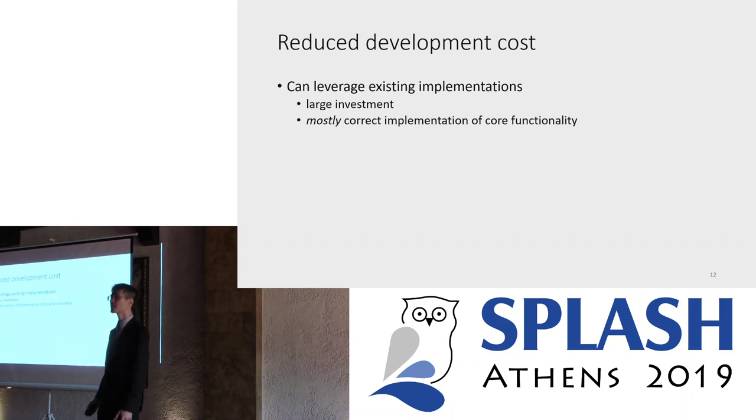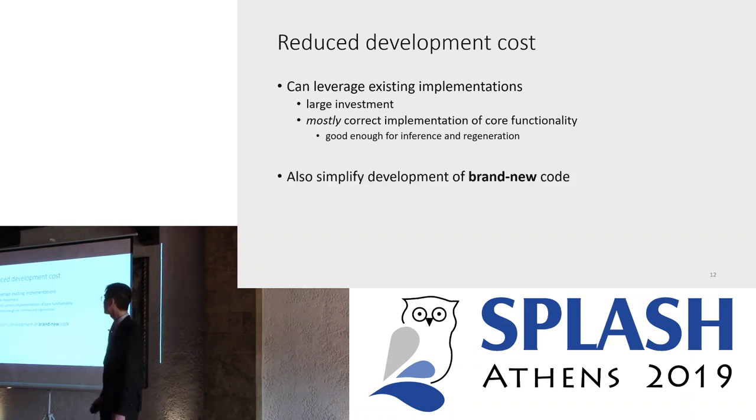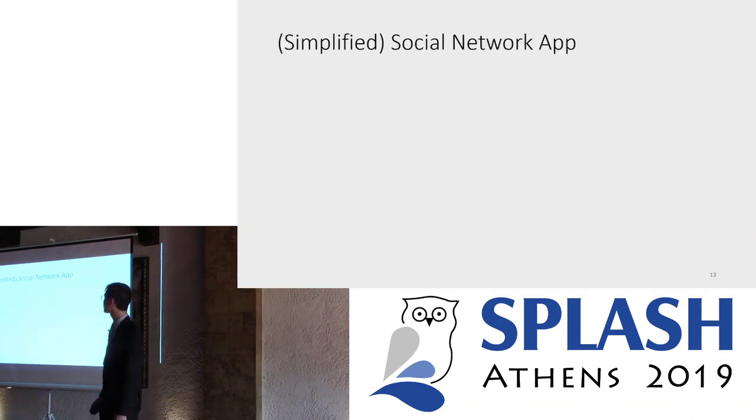But what's important is that even though the original code is only mostly correct, for us, that's good enough for inference and regeneration. Because as we mentioned, we impose models of computation that let us iron out the bugs. Additionally, instead of just regenerating existing code, this is also a technique that can be used to simplify development of new code, and we'll discuss that later in the talk.